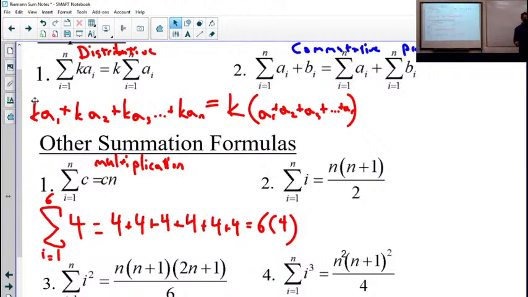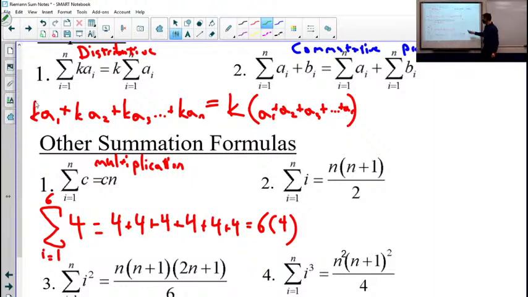I'm using these examples to kind of get you comfortable with what some of these summations are saying to do. So the sum from 1 to 6 of 4 is defining what 6 times 4 is, saying to add up 4 6 times. Multiplication is a shorthand way of writing addition. Now here's where we get to the more interesting formulas.